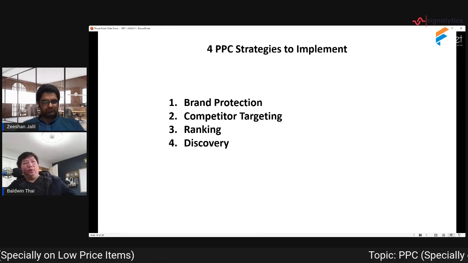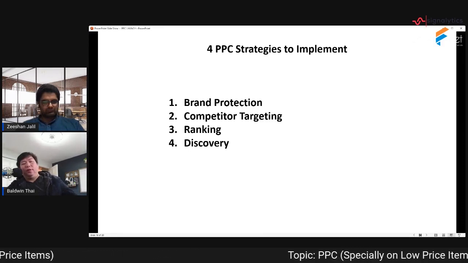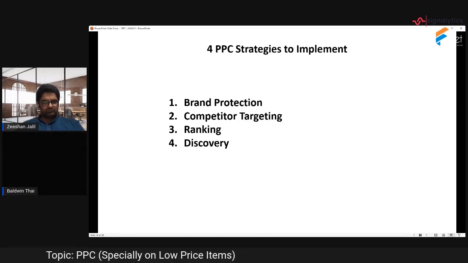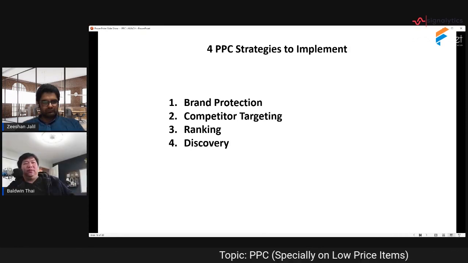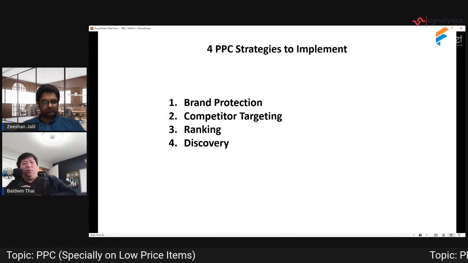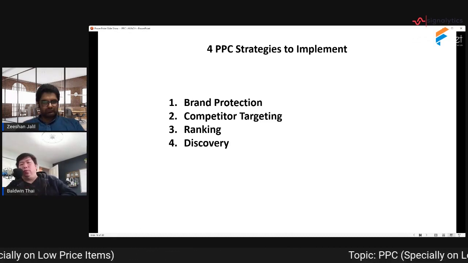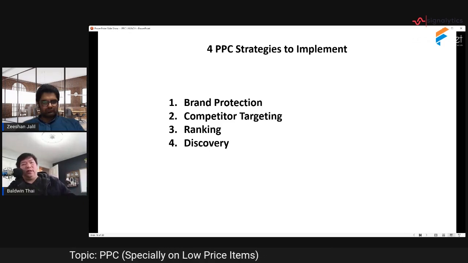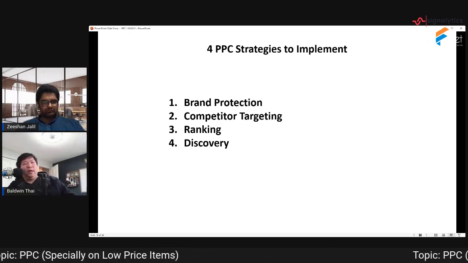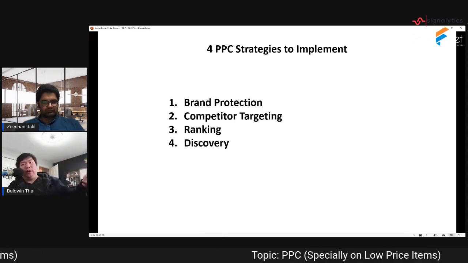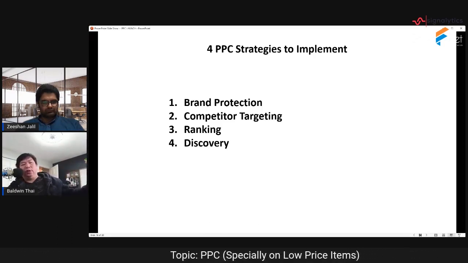But here's four strategies that you can implement. There's probably more, but these four are my main strategies that I specifically target for all of my campaigns. One is brand protection, your own brand. Target your own brand. I have a slide later that goes through all these, but I'll go through them really quick. Brand protection, your own brand, protect your brand. Bid on your ASINs, bid on your keywords.